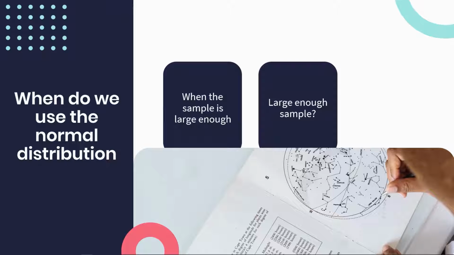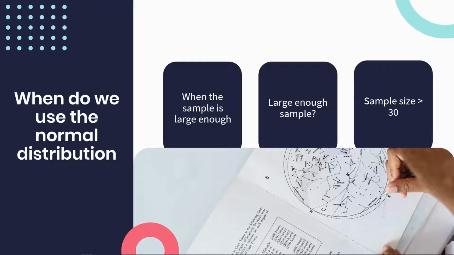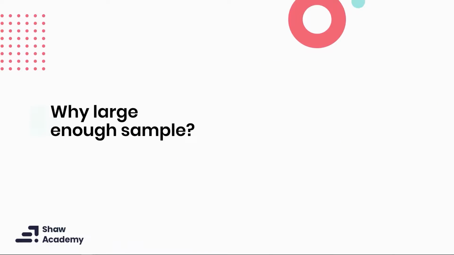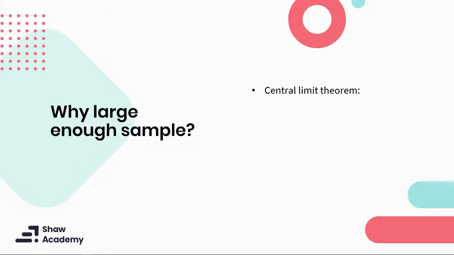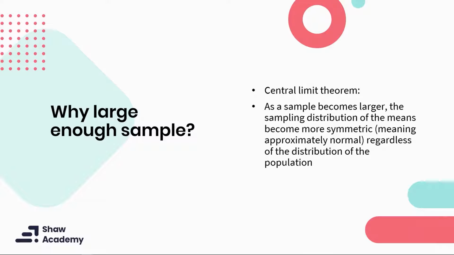But what is a large enough sample size? Typically, a large enough sample size is a size greater than 30. Now you might wonder, where does this number even come from? The Central Limit Theorem states that if the sample is large enough, meaning if the sample is bigger than 30, the distribution will be approximately normally distributed.